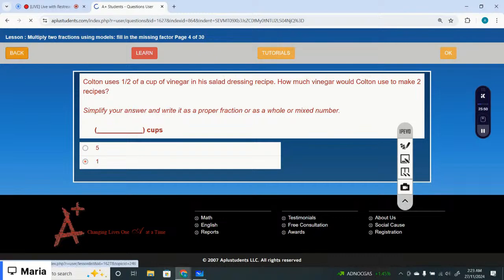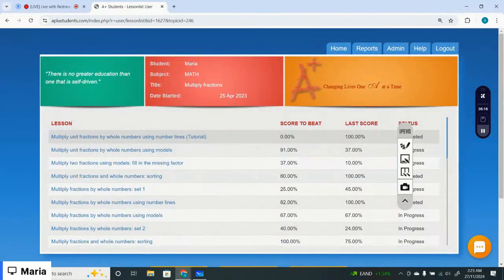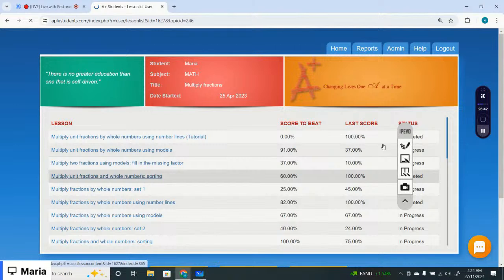Okay, you can complete the lesson by yourself later today. Let me just move on to the next lesson. The next lesson is multiply unit fractions and whole numbers sorting.